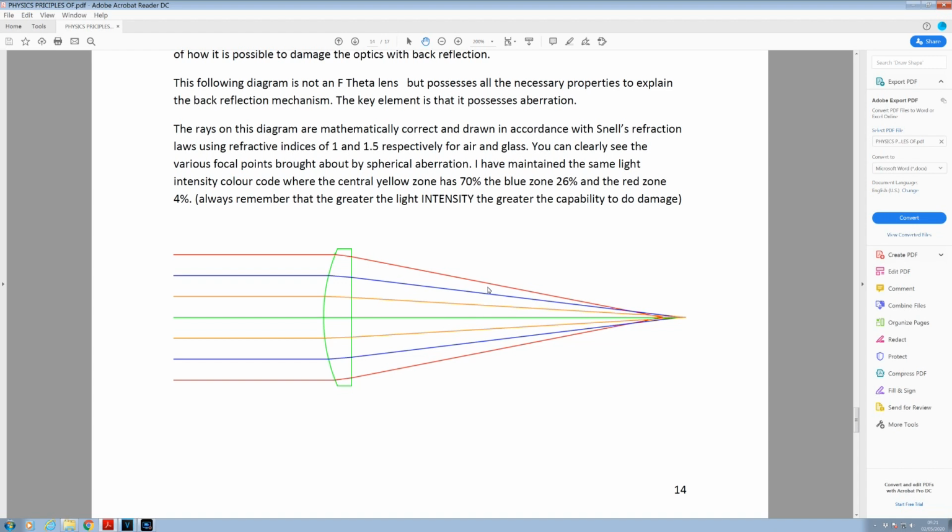The next blue section there, we've got roughly 10% at either side, and then we've got about 4% out from the blue to the red zone. So we've got this Gaussian distribution still implied in this beam.